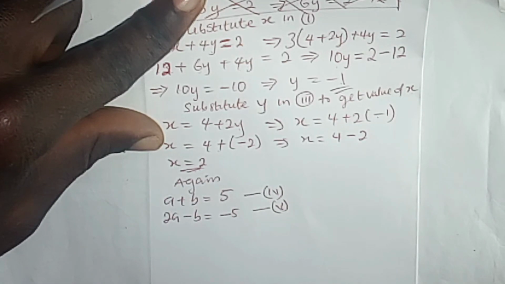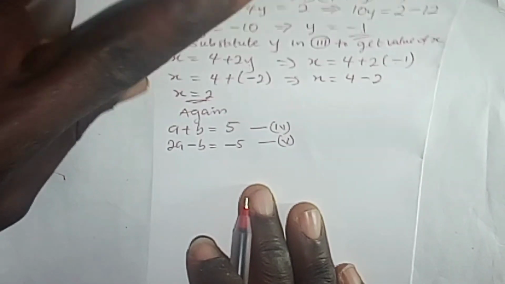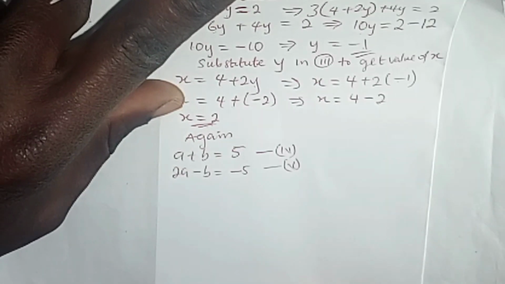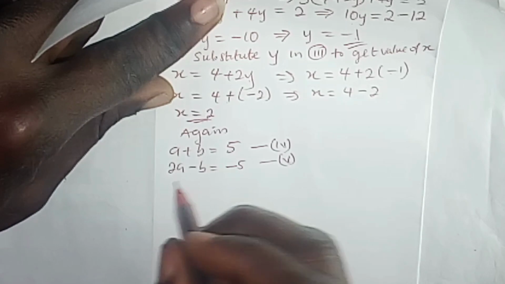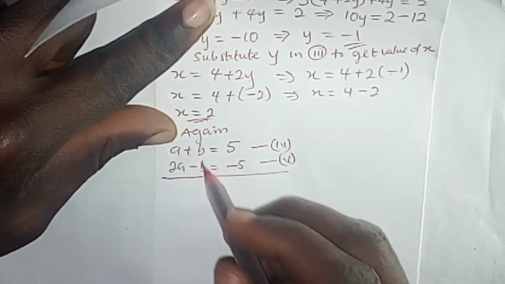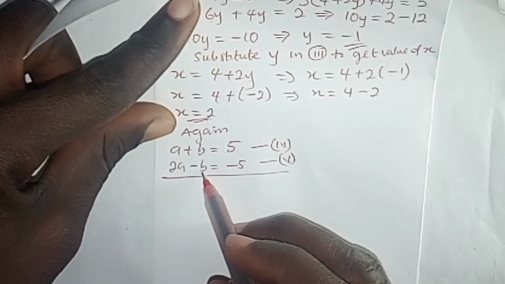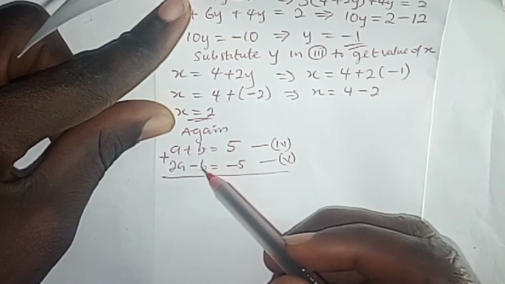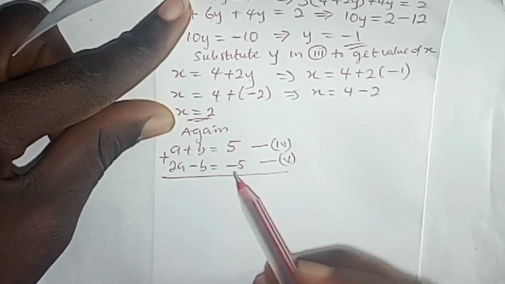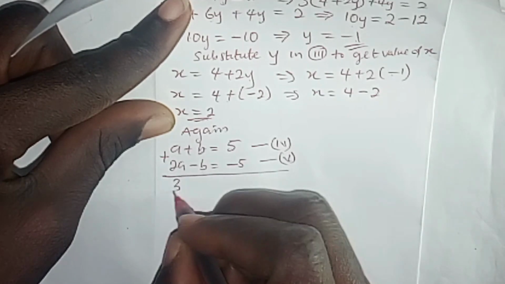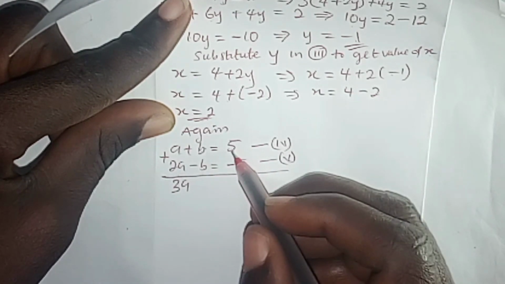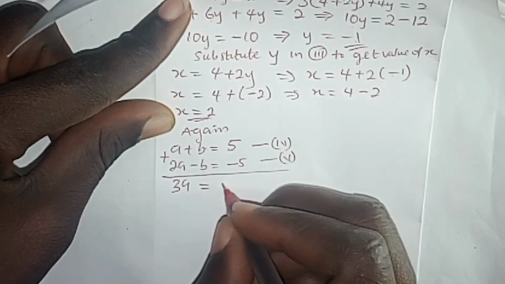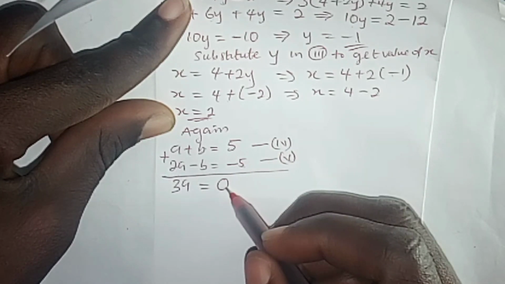Therefore, this time around, we are going to use the elimination method in order to find the value of a and b. In the elimination method, since we have b and b here, this one is positive, this one is negative. Therefore, if we add both equations, we can eliminate b and then find the value of a. So here, a plus 2a is the same thing as 3a, and then here is 0. Then 5 minus 5, or 5 plus -5, is the same thing as 0.